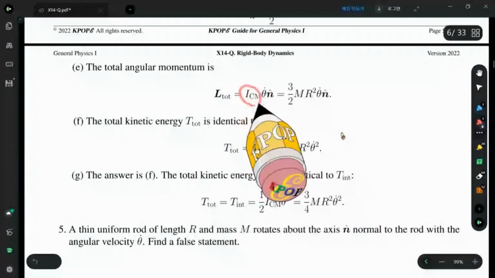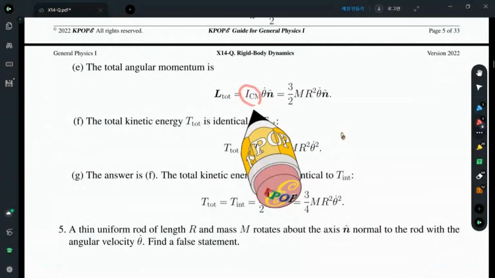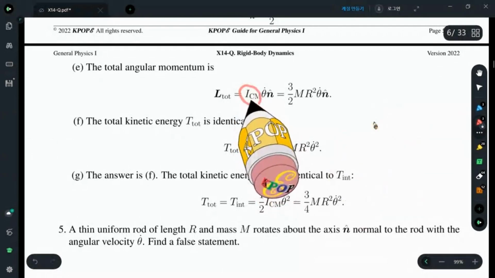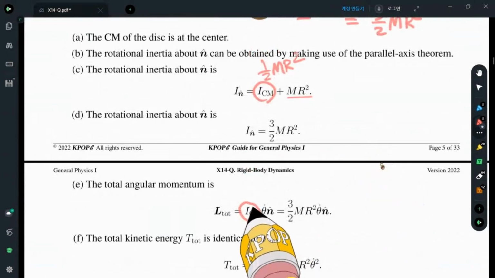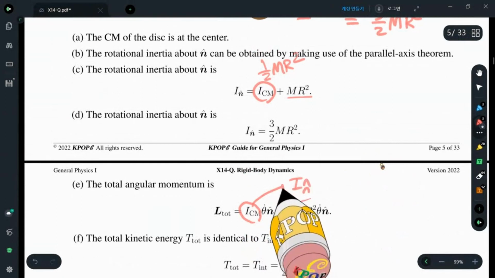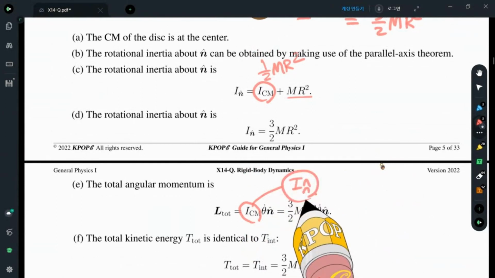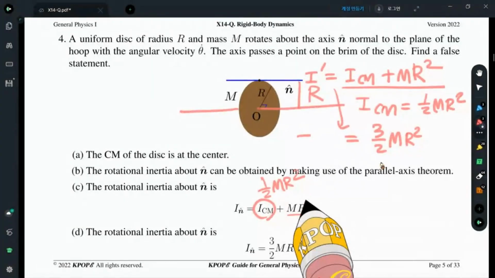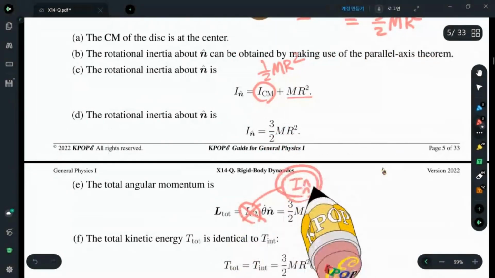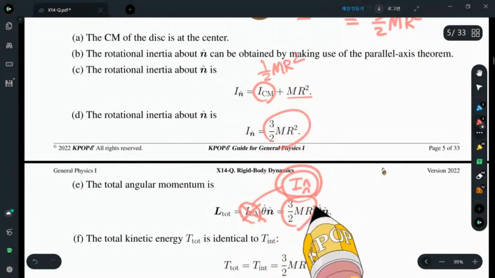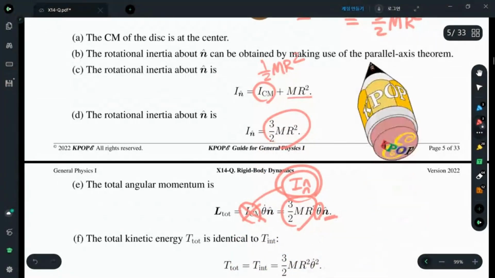Again, I_CM, actually this should not be I_CM. This one should be I/2, right? I have to write it for this. I_CM should be replaced with I/2. So this is wrong, this should be I/2, but the answer is right. And the angular velocity, axis of rotation.